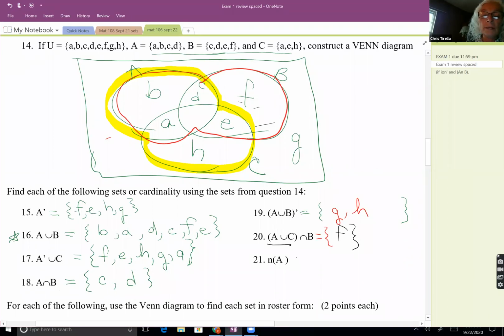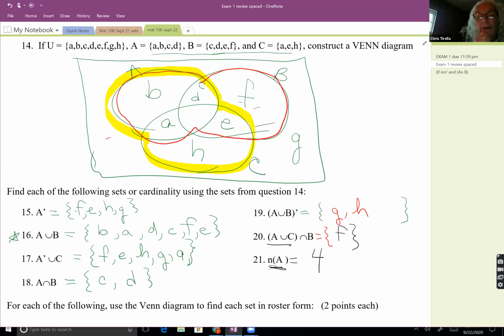And then what's the answer for number 21? How many things are in A? 4. How's that one? The only one that tripped me up was 20, and I knew it. I knew it was going to.